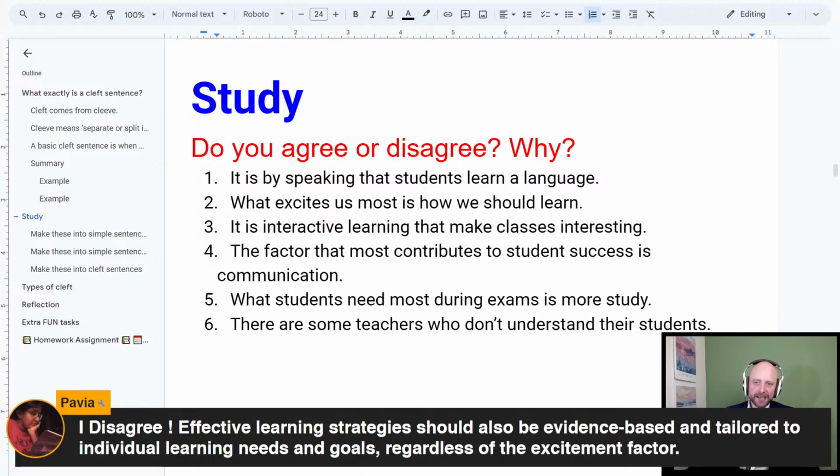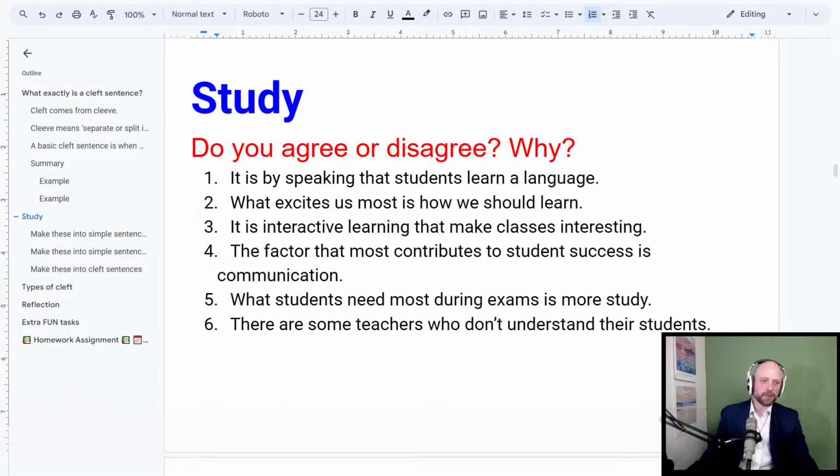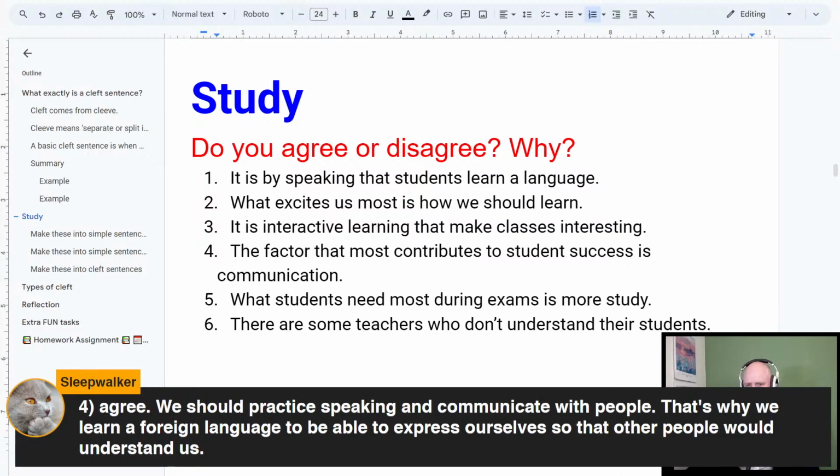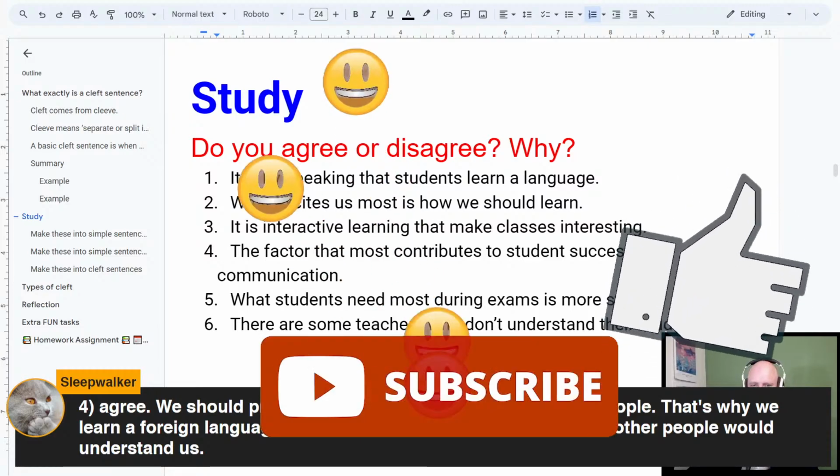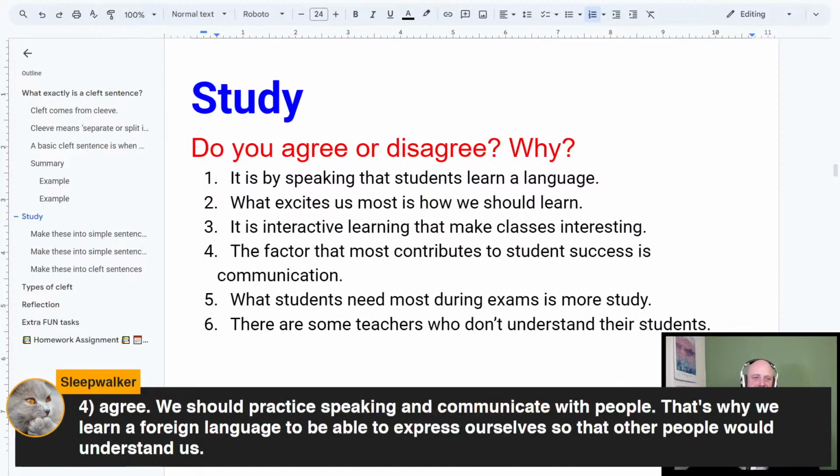So I actually think, Pavia, that what your statement is not a contradiction of two, it's compatible with it. So you're not disagreeing. That's my response. 4, agree. We should practice speaking and communication with people. That's why we learn a language, to be able to express ourselves so that other people understand us. Bingo! Can I do like a celebration thing? Yeah, that's the one. That's the one.